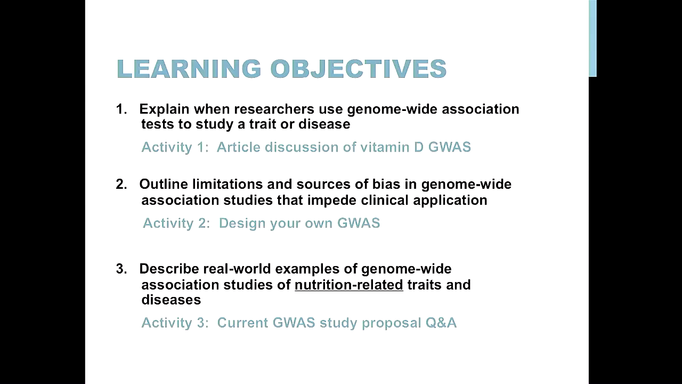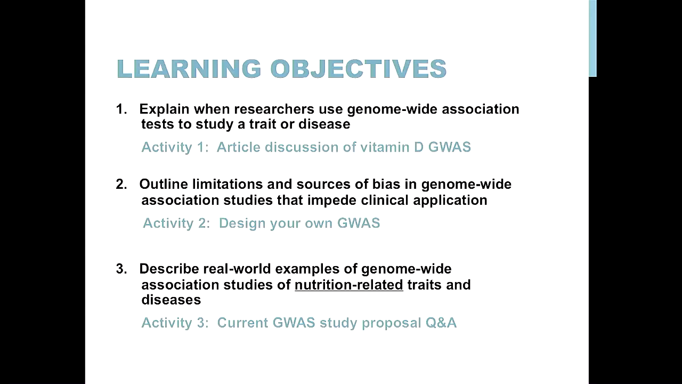And then we're going to go through some limitations and sources of bias that come up when conducting genome-wide association studies, and how these impede clinical application or further study in the lab to understand the biological mechanisms underlying disease and traits. And then lastly, I'm going to describe a few more real-world examples of genome-wide association studies using nutrition-related traits and diseases, and go through my current proposal, which is still in its early stages. Any questions so far?